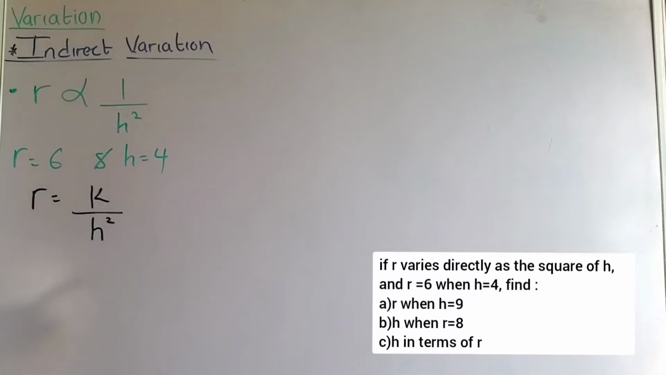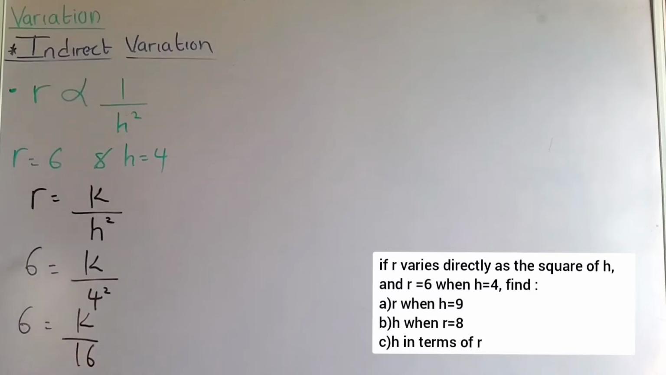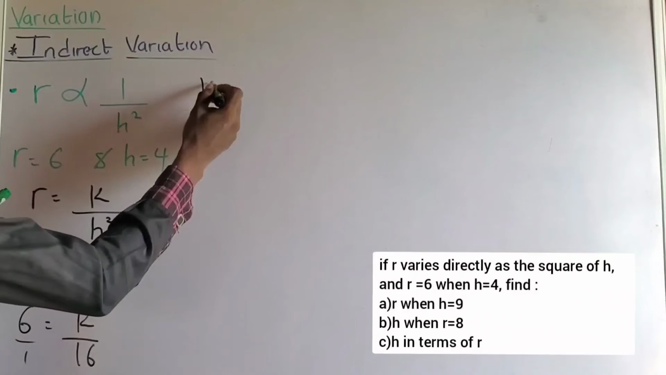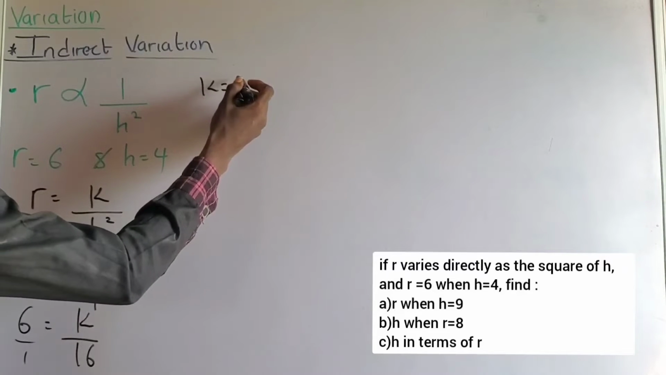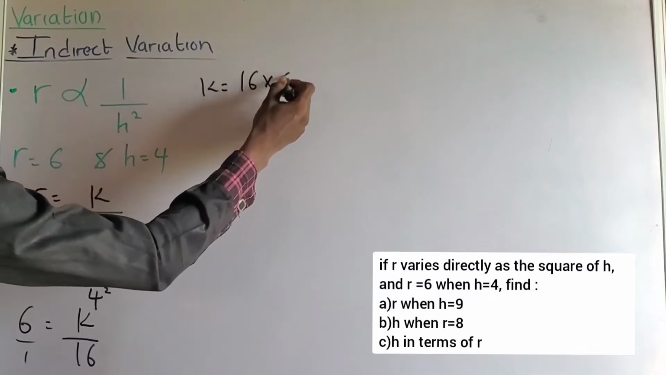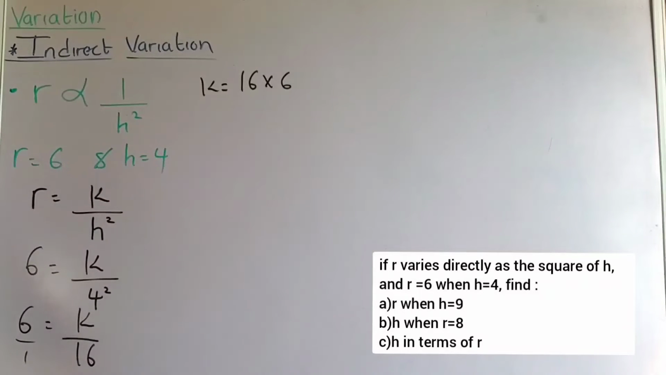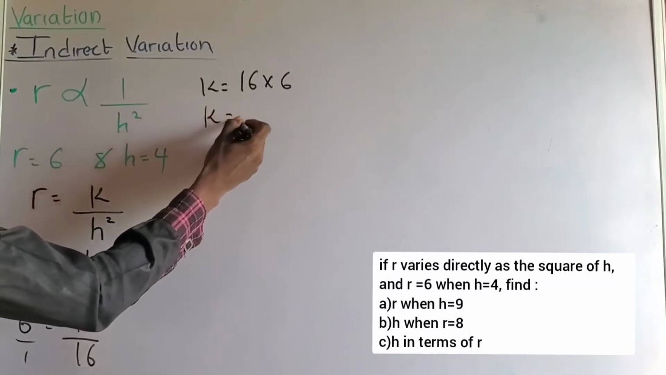Now let us get the value of k. To get the value of k, just substitute the value of R as 6 and h as 4. So I'm going to have 6 equals k all over 4 squared, which is 6 equals k all over 16. From this point, I can take the cross product of this fraction, so I'm going to have 6 over 1 here. So k equals 16 multiplied by 6, which is 96. So k equals 96.